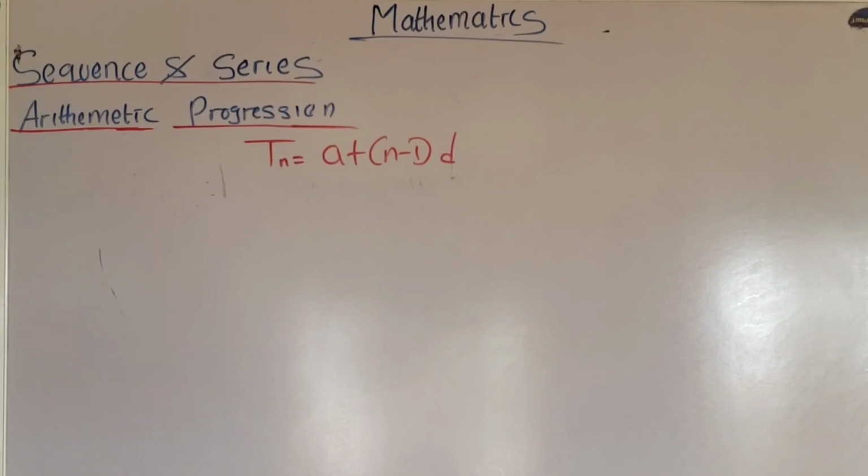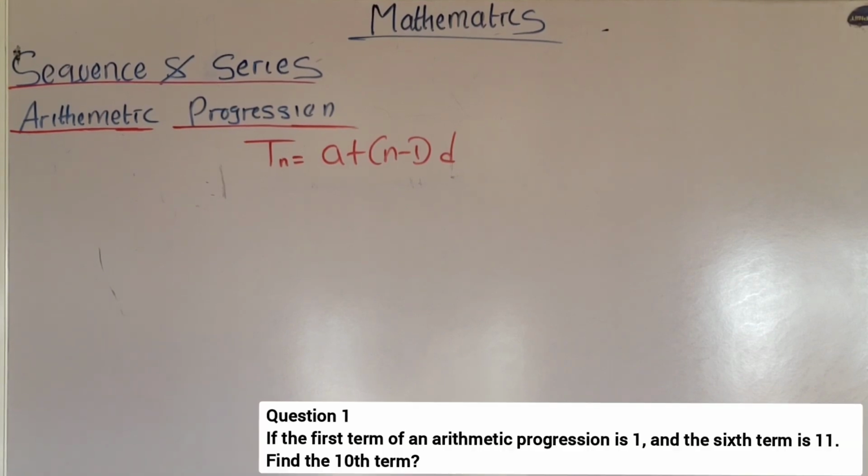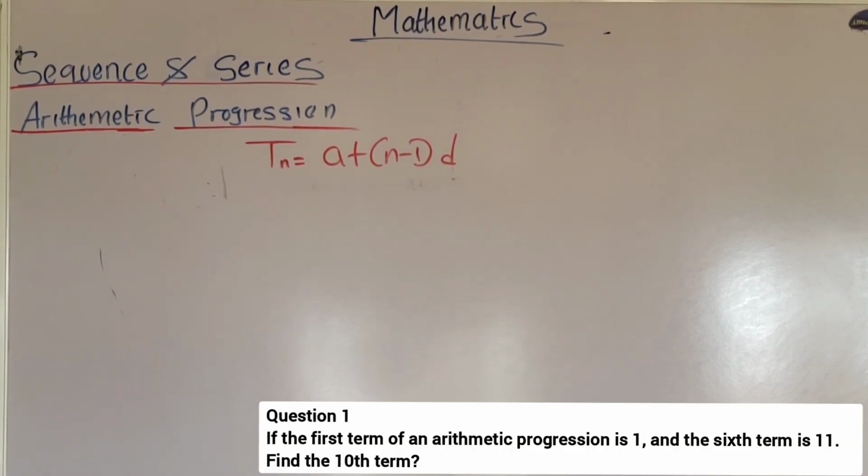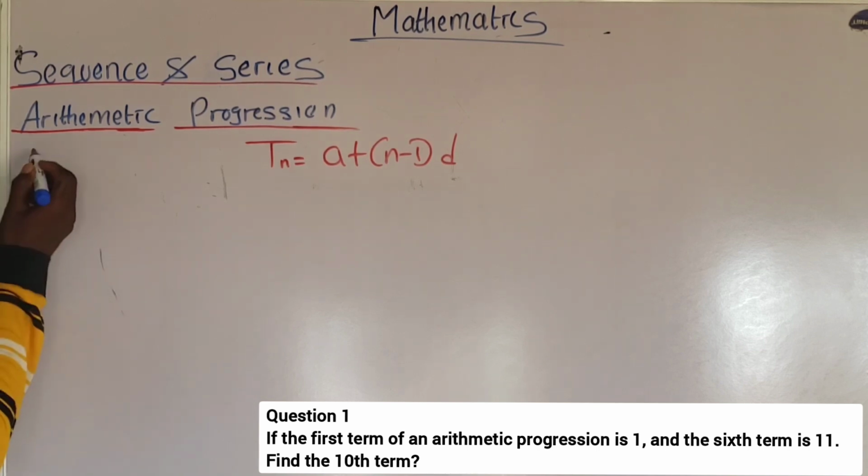In this class, we're going to go over a question on arithmetic progression. Okay, let's start with the first question. If the first term of an arithmetic progression is 1 and the sixth term is 11, find the 10th term. Solution.